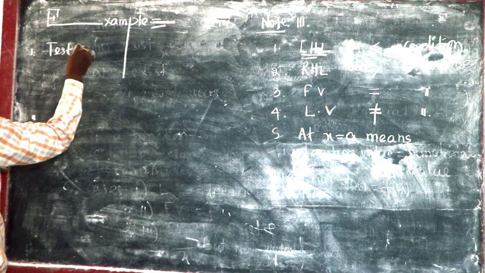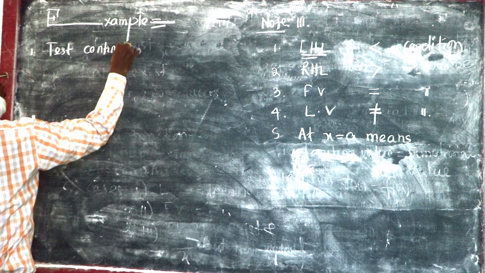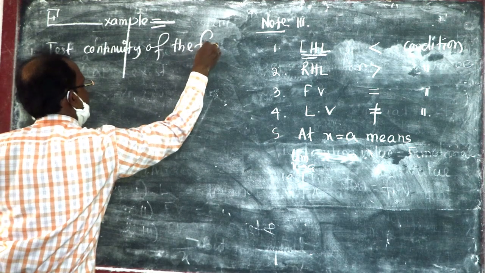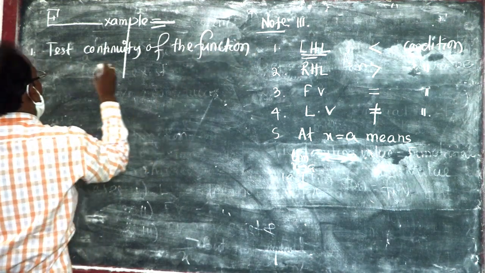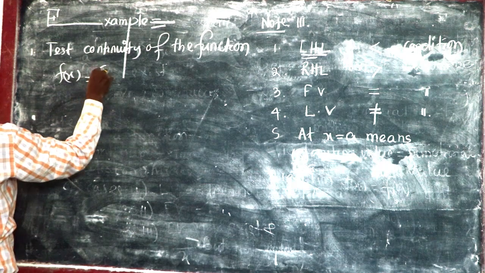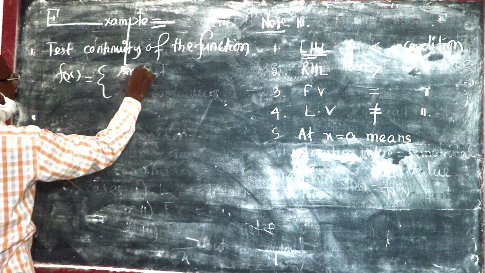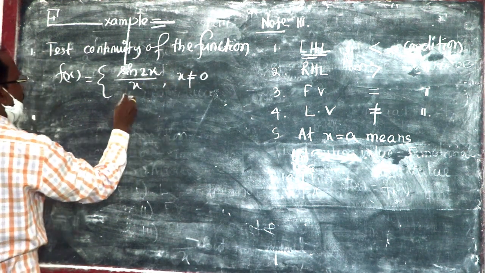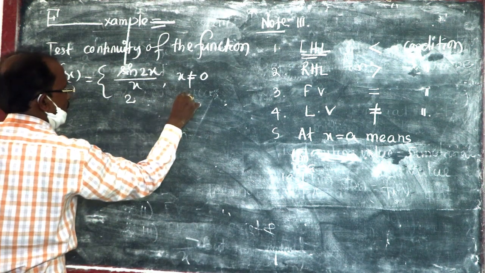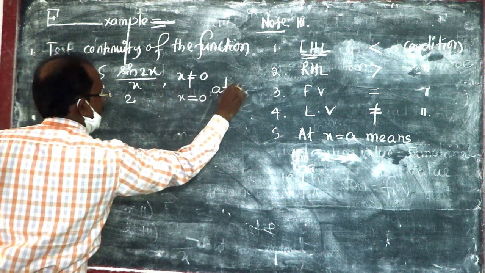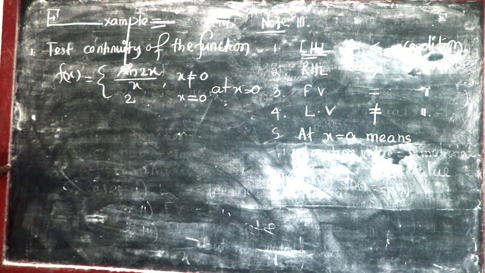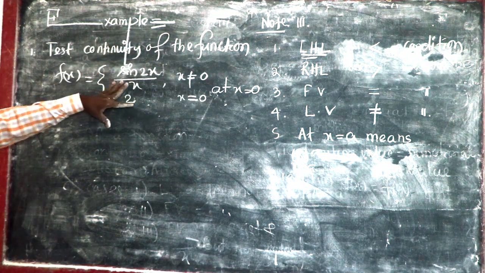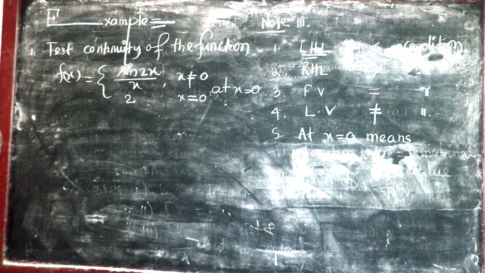Test the continuity of the function f(x) is equal to sin 2x by x when x is not equal to 0, and its value is equal to 2 when x is equal to 0, at x is equal to 0. We shall test the continuity of this function at the given point x is equal to 0. In order to test the continuity, we have to find its limiting value and a functional value.